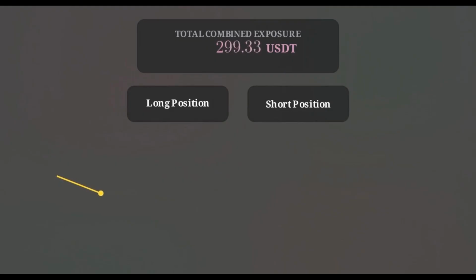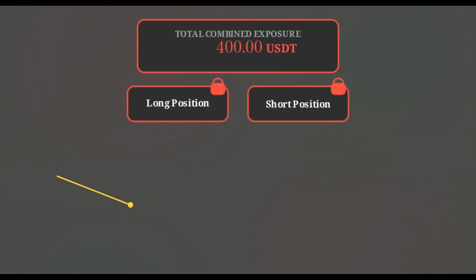When total combined exposure hits 400 USDT, the system executes a complete margin freeze, locking all buying, hedging, and DCA functions on both sides simultaneously. This forces the system into Phase 4, emergency risk lockdown, a state of pure structural patience.